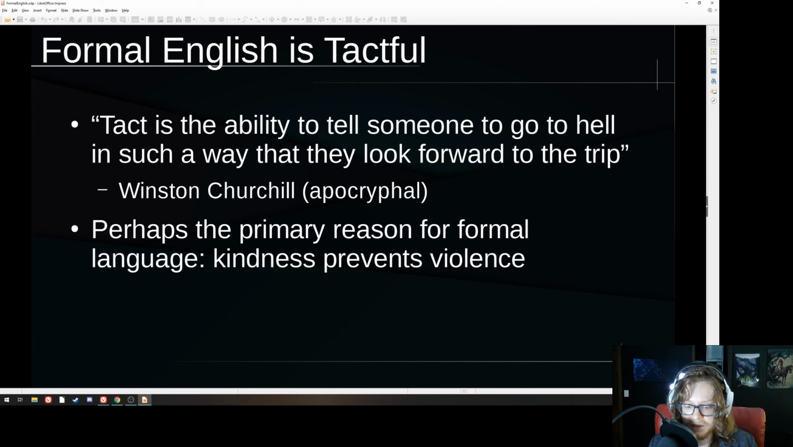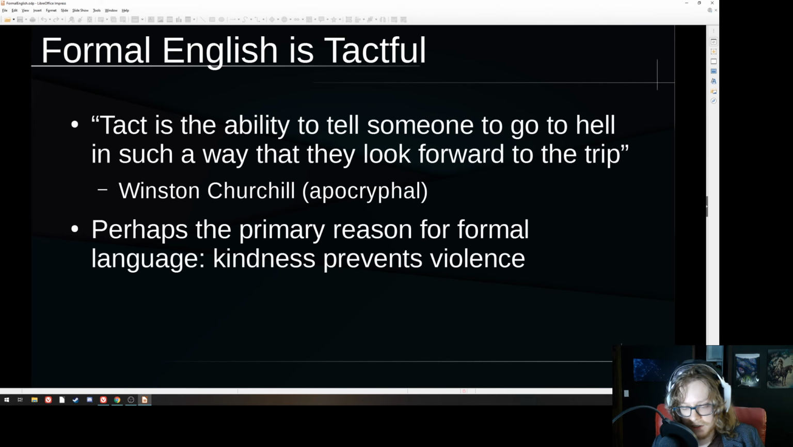So first I'm going to give you this quote from Winston Churchill, which he probably did not say, but it is commonly attributed to him. It's that tact is the ability to tell someone to go to hell in such a way that they look forward to the trip. Sometimes tact is replaced with diplomacy, and they say something like, diplomacy is the ability to tell somebody to go to hell in such a way that they begin to ask for directions, something along those lines. So I think that that's a very accurate and true statement, even if it's not something that Churchill actually said, as to why we have formal English.